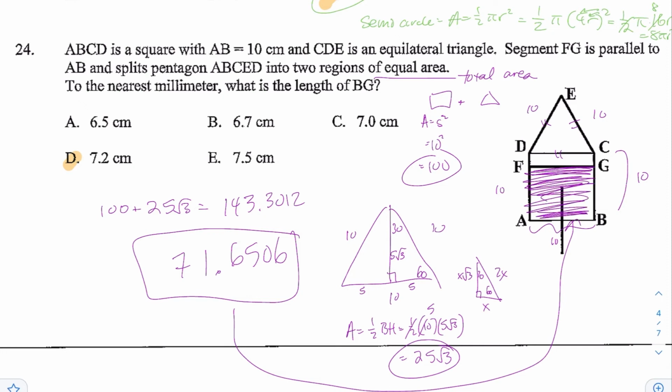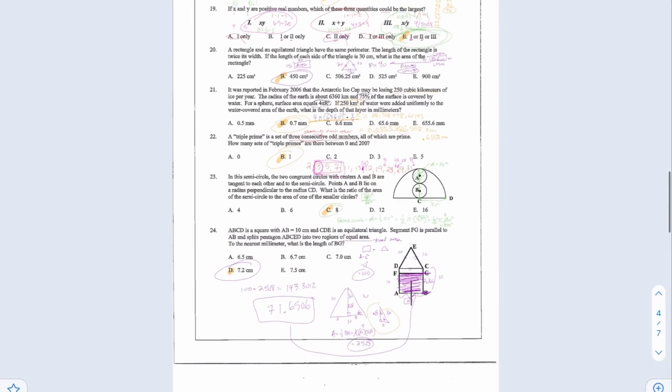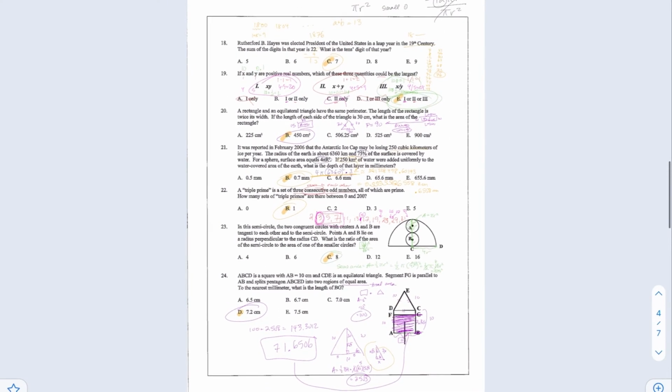And for this rectangle, you know the base is 10. So the height has to be about 7.165, or choice D, 7.2 when you round. The key here was this 30, 60, 90 right triangle. To find the total area of the square and the triangle, then you divide it by 2, and then you divide it from the rectangle on the bottom. So here's the summary for this page.